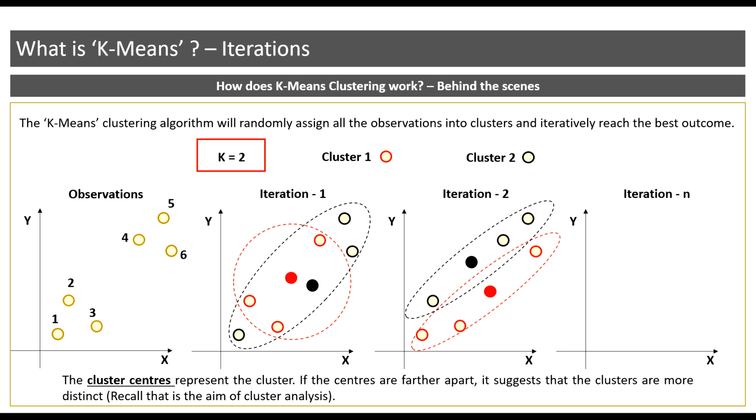you observe carefully. Now, these iterations will continue till observations 1, 2, and 3 are assigned to cluster 1 and observations 4, 5, and 6 are assigned to cluster 2. Here, in the nth iteration, we observe that the centers, that is the red dot and the black dot, are farthest apart. This is how the k-means clustering algorithm works.